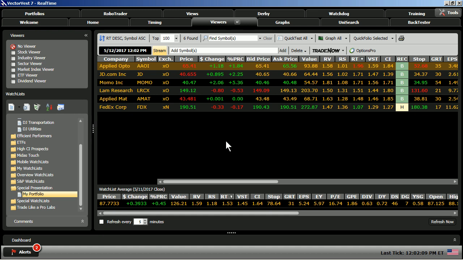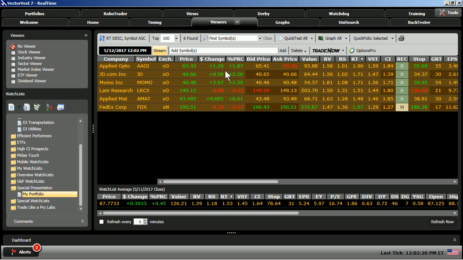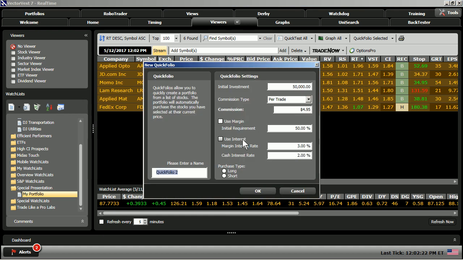What you can do from here, and this is the last thing that I'm going to show you, is move these stocks from a watch list to a quickfolio to automate that process. So let me highlight the top stocks here. I'm going to right click and select quickfolio. I'm just going to call this my stocks.